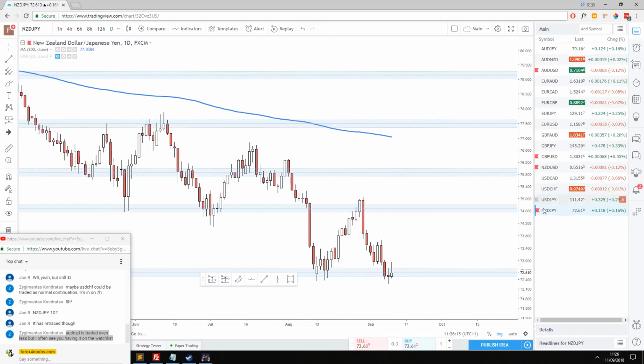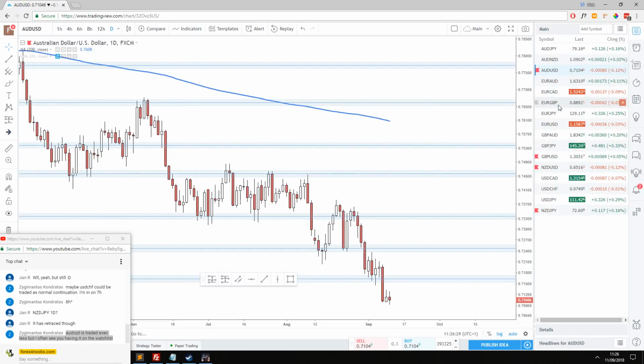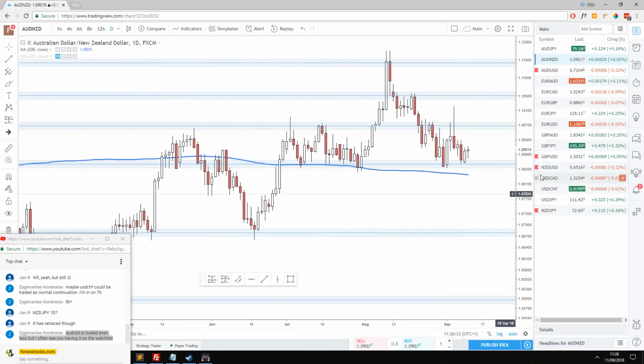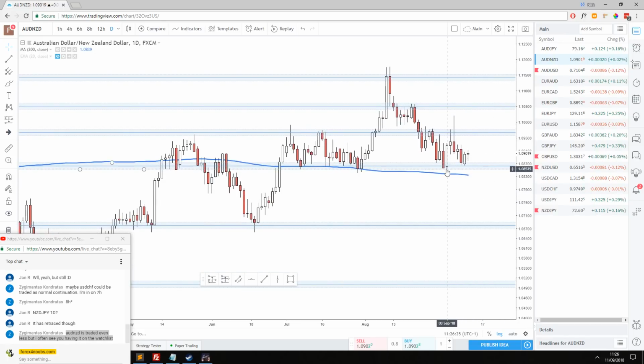Yeah, but I don't like JPY crosses, period. So we're looking at a JPY cross of a pair that's not traded very often. AUD New Zealand is a different story. I have that on my watch list. I rarely ever take trades on this one. Also, I just have it here because a lot of people ask me about AUD New Zealand. But at least AUD New Zealand is not a JPY cross.